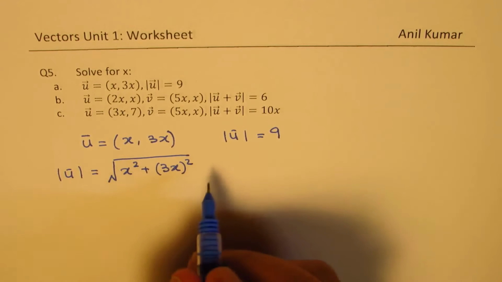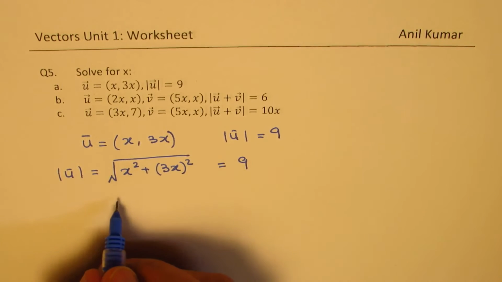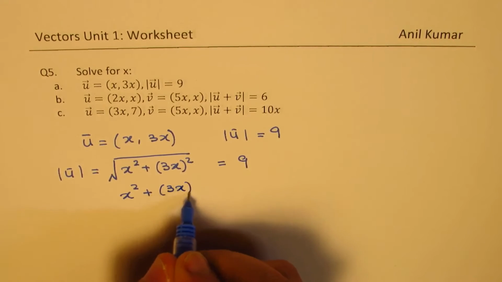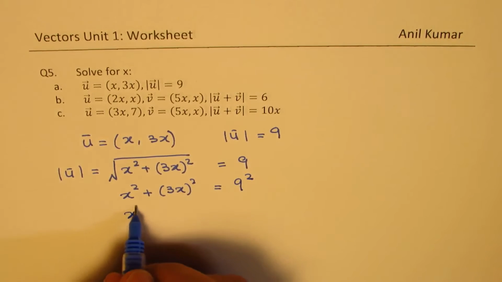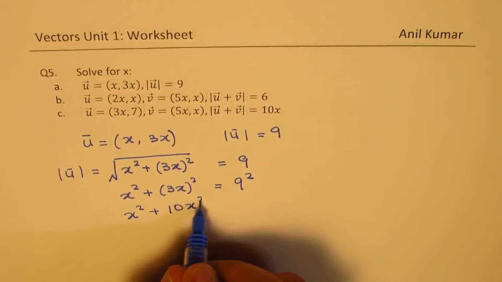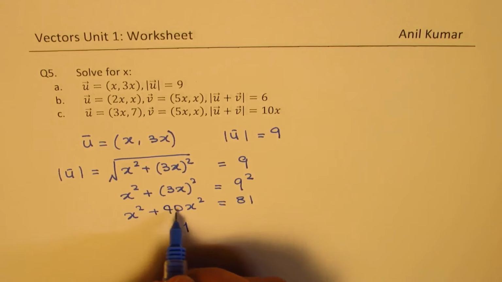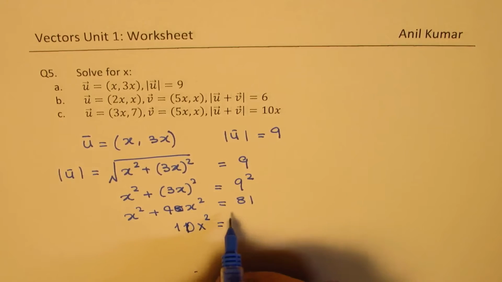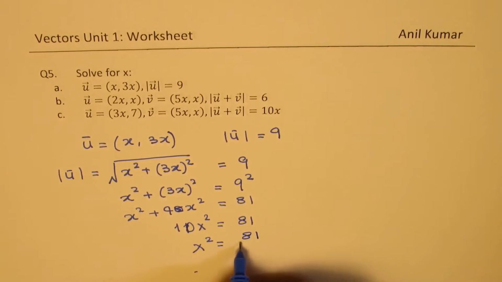Now this magnitude is given to us as 9. So we can equate this to 9, and now we have an equation in x which can be solved. So let's square both sides. We get x squared plus 3x whole squared equals 9 squared. So that is x squared plus 9x squared equals 81. So 9 plus 1, 10x squared equals 81, or x squared is 81 over 10.